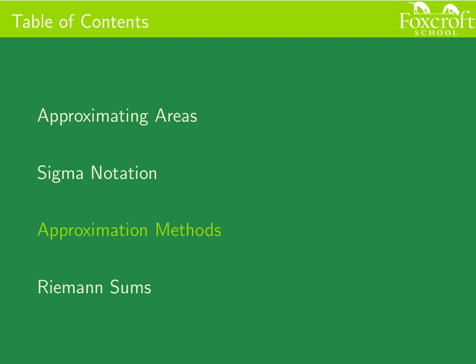All right, so now that we have the sigma notation down, how we can write that we're adding a bunch of things together, we can actually talk about these approximation methods. How are we going to approximate the area under a curve?